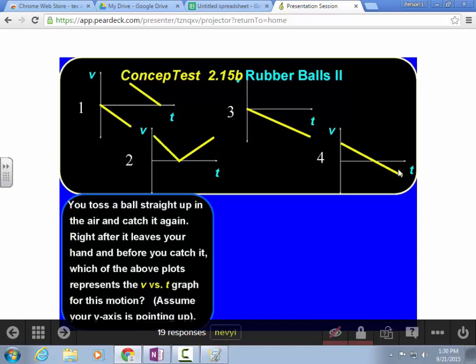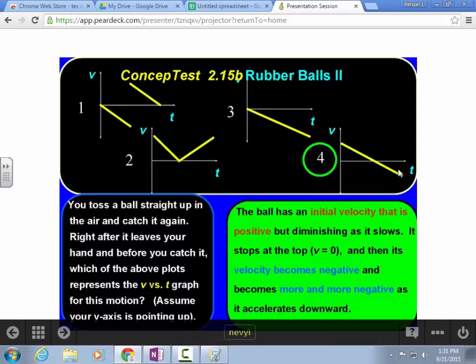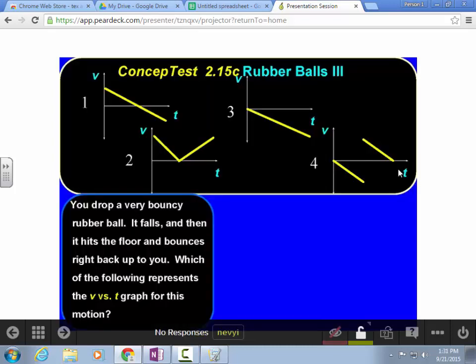The answer is 4. That's right. And the reason it's 4 is because it starts off positive. When it's at its maximum height, it is 0, and then it goes down, which means it's in the negative territory. You drop a very bouncy rubber ball. It falls, hits the floor, and then bounces right back up to you. What's the V versus T graph? 30 seconds.